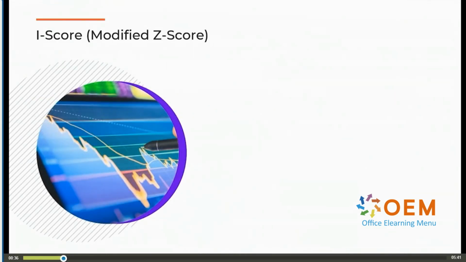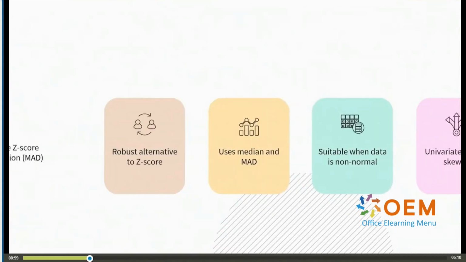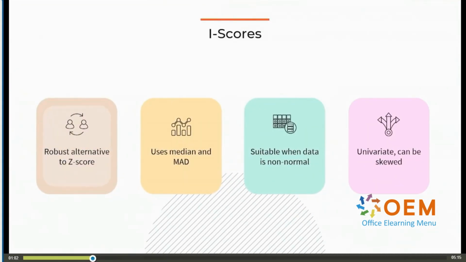The computation of the modified z-score is very similar to the computation of the z-score, except that you replace the mean and standard deviation in the traditional z-score with the median and the median absolute deviation, MAD, making it a more robust measure of how far a data point lies from the central trend in the presence of outliers. The modified z-score is a robust alternative to the z-score, and it is less outlier sensitive than the traditional z-score techniques for identifying anomalies in univariate data.